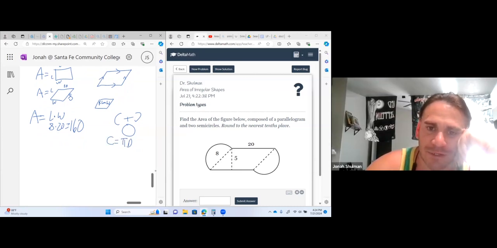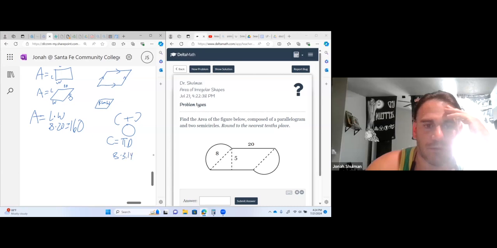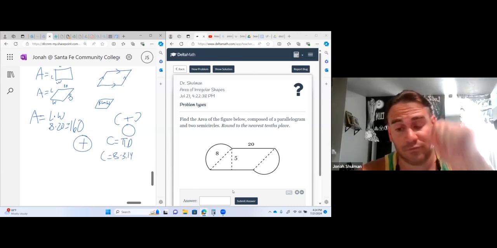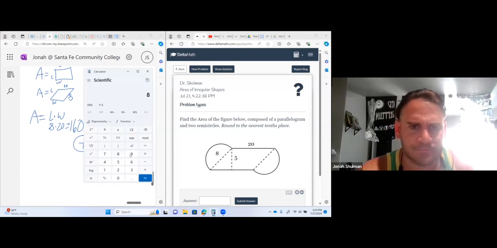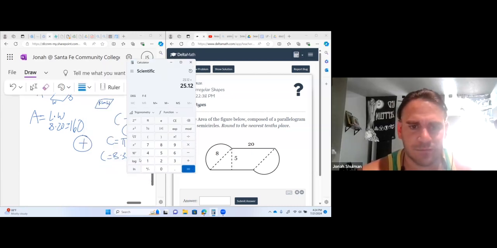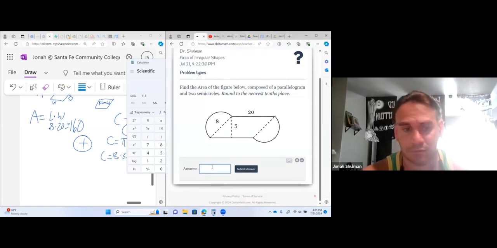pi times diameter. Diameter is 8. It's 8 times 3.14. Then all I have to do is add these 2 together, and I have a final answer. So 25.12 plus 160. We're left with 185.12. Round to the nearest tenth. Our final answer is just 185.1.